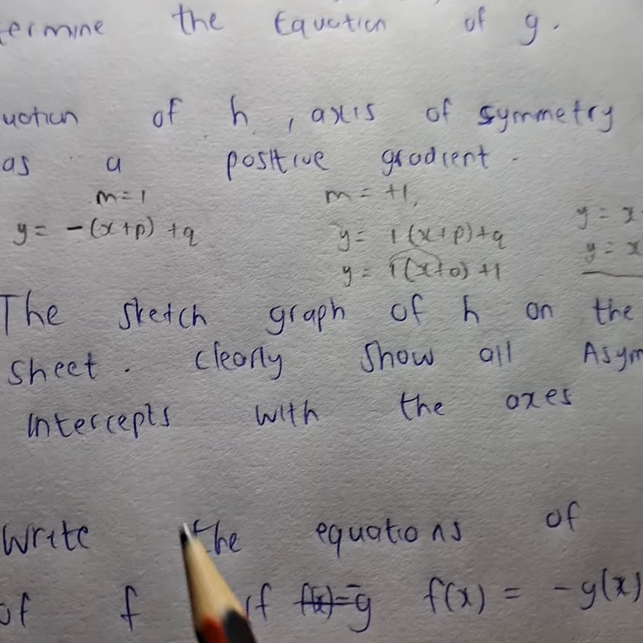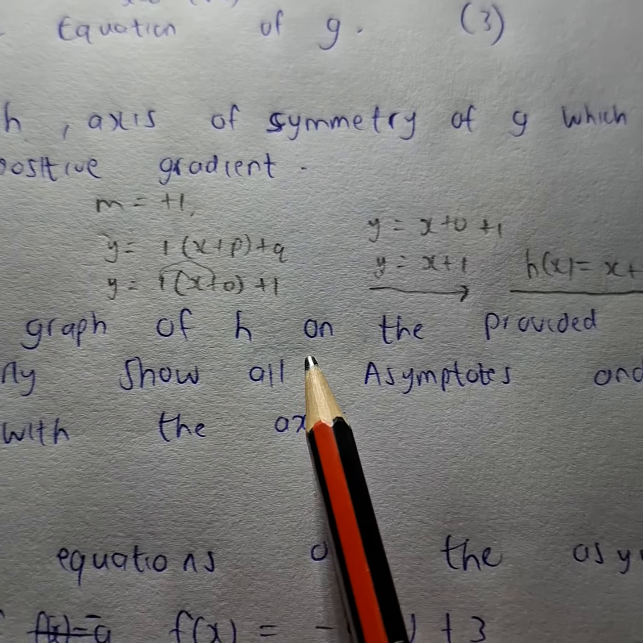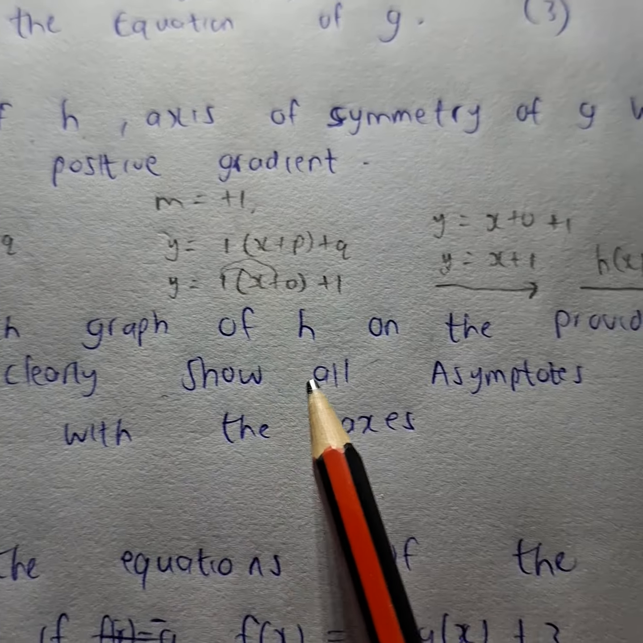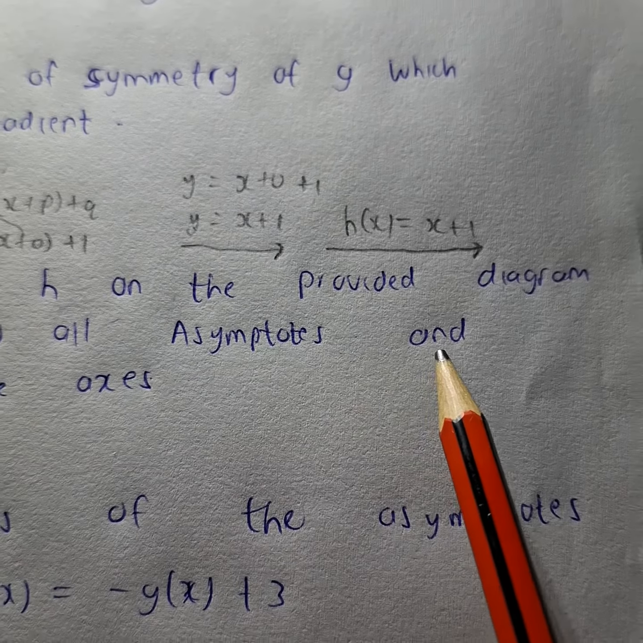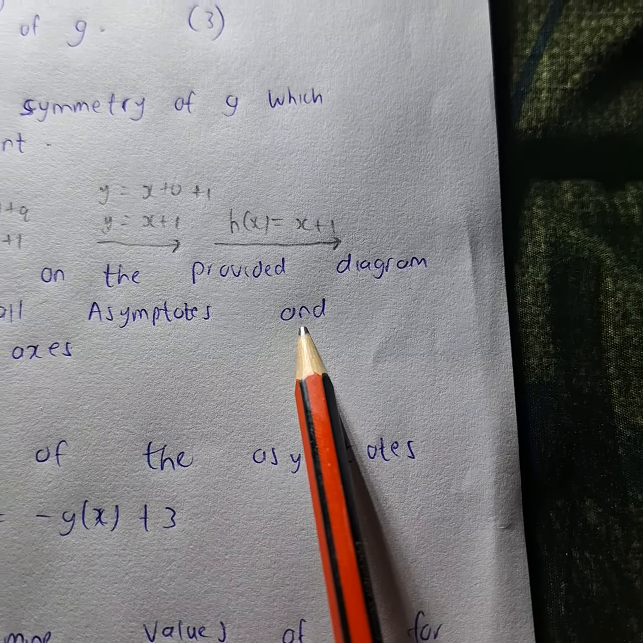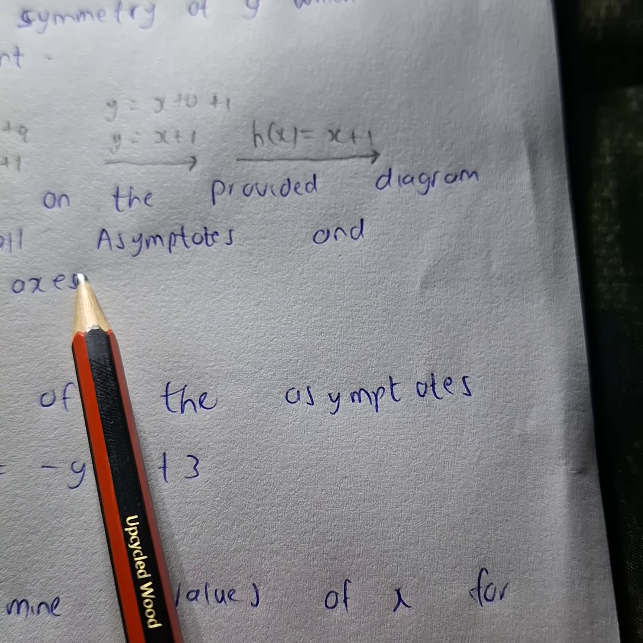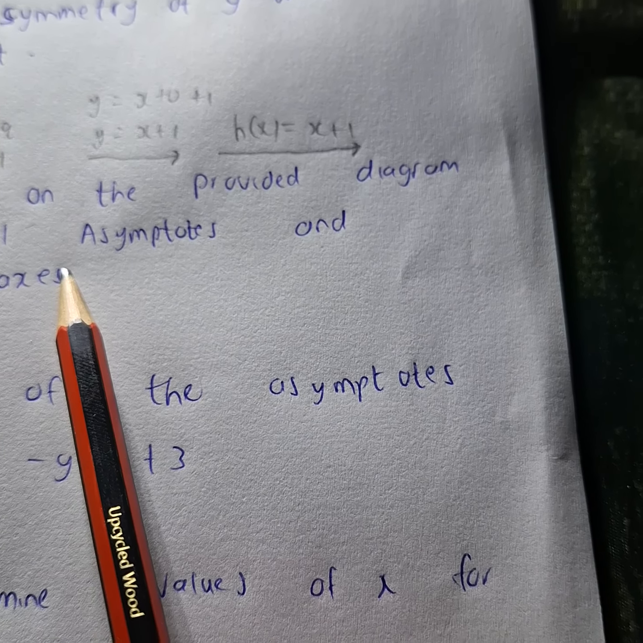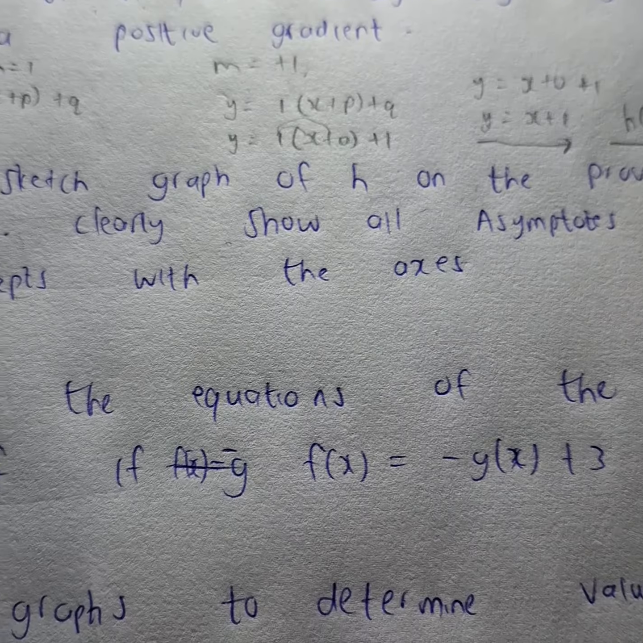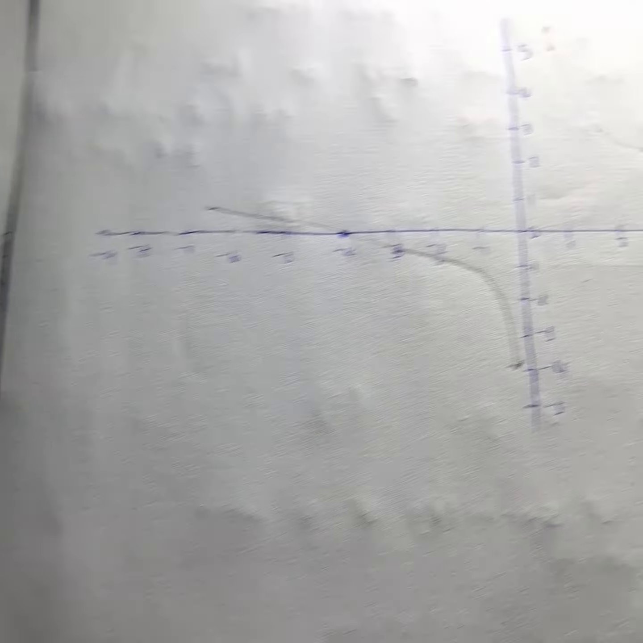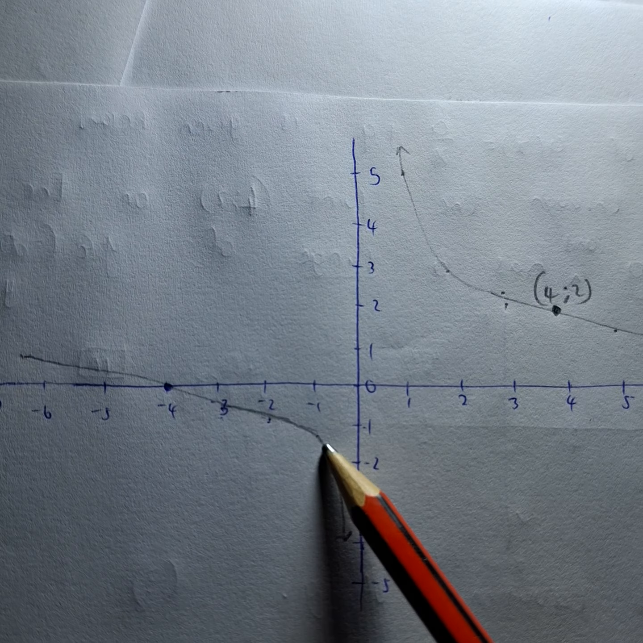Okay, then what they said is: sketch the graph of h on the provided diagram sheet. Clearly show all asymptotes and intercepts with the axes. So now we need to sketch the graph of h on that particular provided diagram. So there we have it.